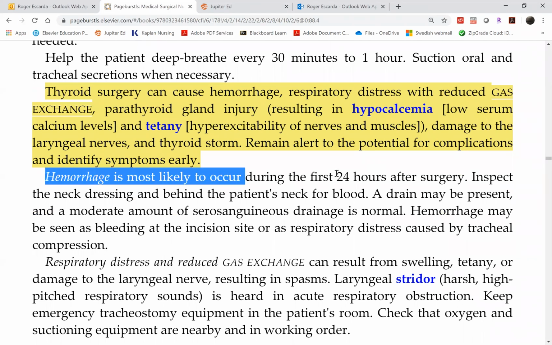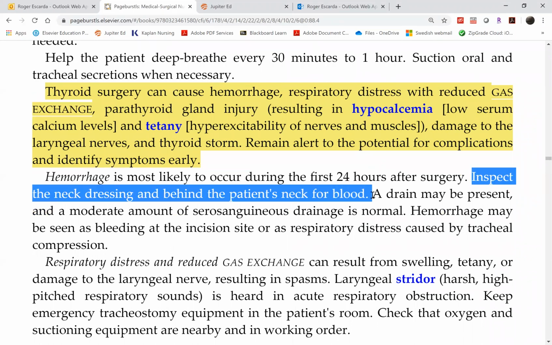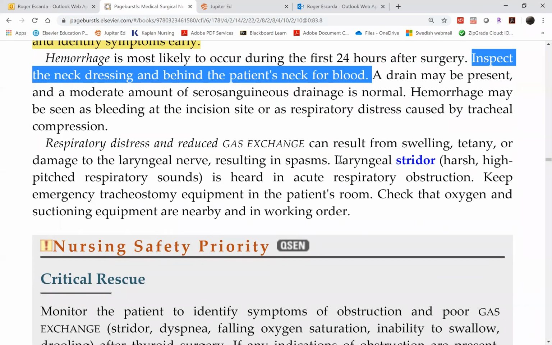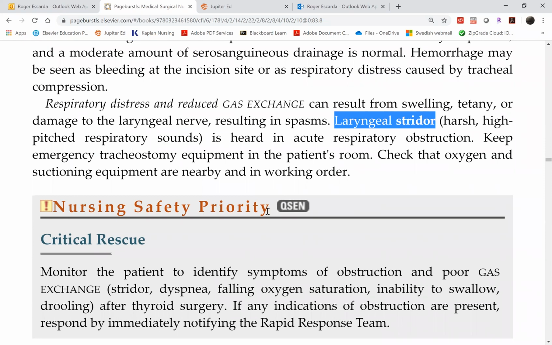Hemorrhage, especially during the first 24 hours. This is common in every textbook: they tell you to check the dressing behind the neck, because by gravity, of course, bleeding will go down behind the neck. This is an emergency. So when you hear stridor, that's a sign of the airway closing. So what do we need to keep at the bedside for a post-thyroidectomy patient? What equipment should you have there should any of these things occur?